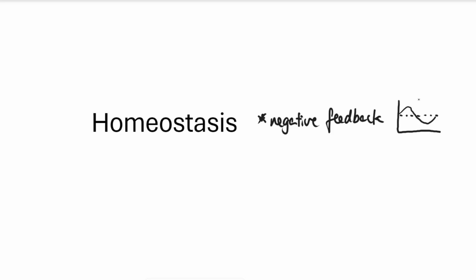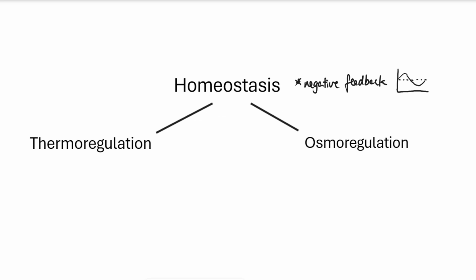So we saw how insulin and glucagon would do that in blood glucose level, and now we're going to look at the body temperature and the control of water levels inside our blood. We've got two specific words for this, which are thermoregulation and osmoregulation. So we're going to start with thermoregulation.